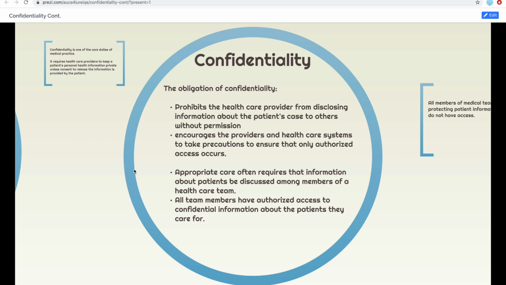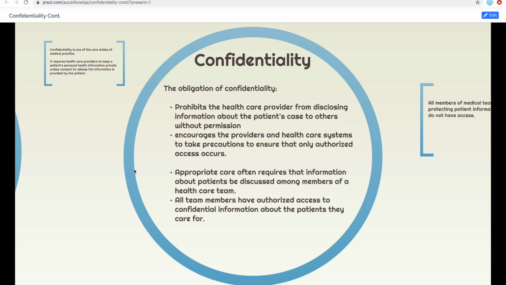Now let's kick the tires a bit. How far does this confidentiality go? Can we impart information to other medical professionals? What about the patient's family? What about the police? There are issues with the safety of another person. How far does this confidentiality go? Well, first we'll look at the obligation of confidentiality, and then we'll sort of test the limits of confidentiality itself.